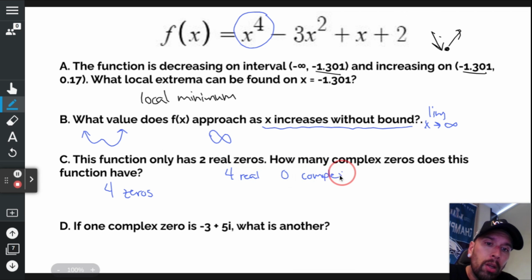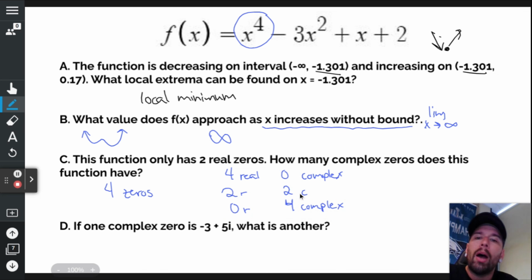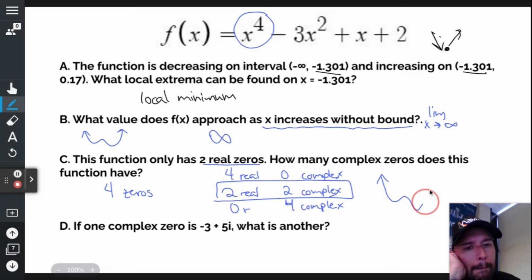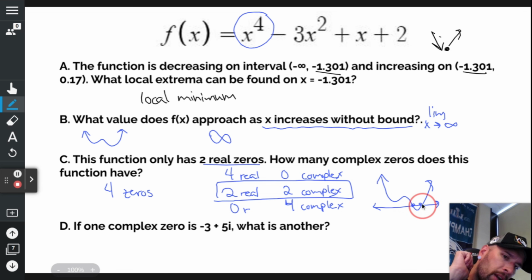That is one option. You can have 2 real zeros and 2 complex, or you can have no real zeros and 4 complex. In this case, we were told that we already have 2 real zeros, which means the only option that we could choose is 2 real zeros and 2 complex zeros. That's the only option that makes sense. So, if I were to draw this picture out, it might look something like this, where it crosses the axis at 1 zero and another zero, and then these guys would represent the complex numbers.